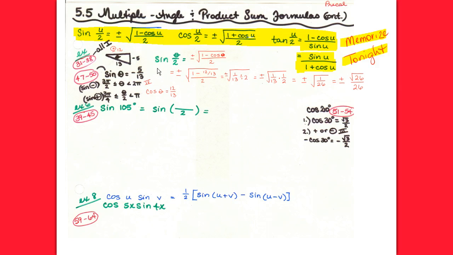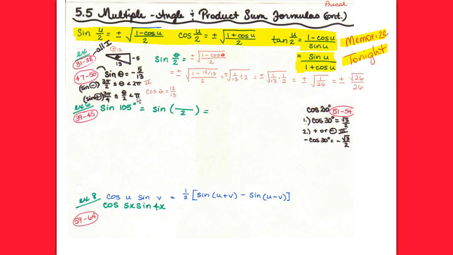So I need to think about, where is theta divided by 2? If theta is between 3 pi over 2 and 2 pi, I want to figure out where theta divided by 2 is. Now, we've seen this before, that when you divide any part of this inequality by 2, you have to divide the whole thing by 2, right? So I'm going to take 3 pi over 2 and divide it by 2. That would be 3 pi over 4. And I'm going to take 2 pi and divide it by 2. That would be 1 pi. So if theta was in between 3 pi over 2 and 2 pi, divide all of those by 2, and theta divided by 2 will be in between 3 pi over 4 and 1 pi.